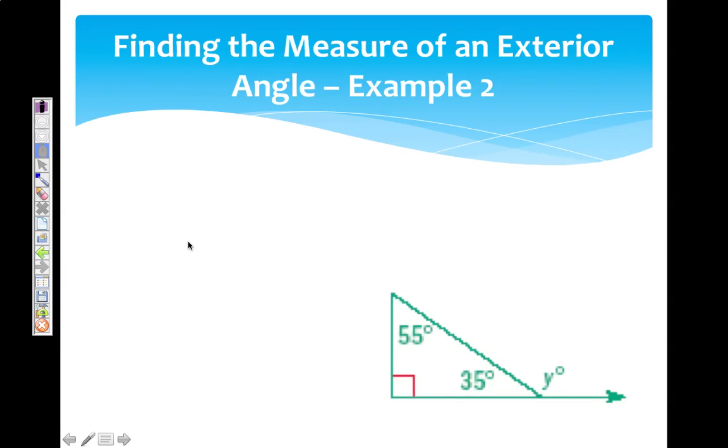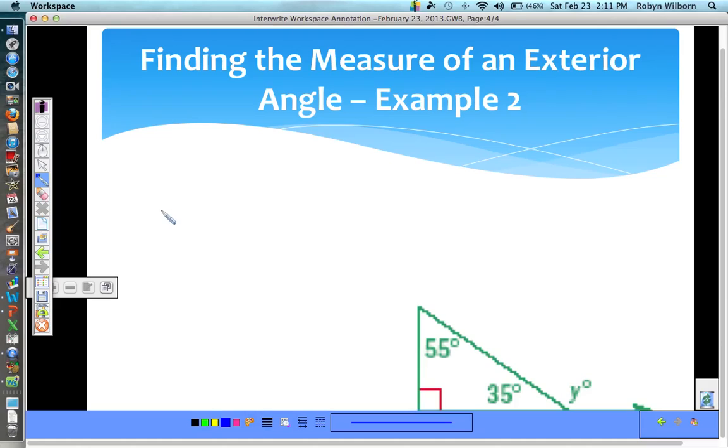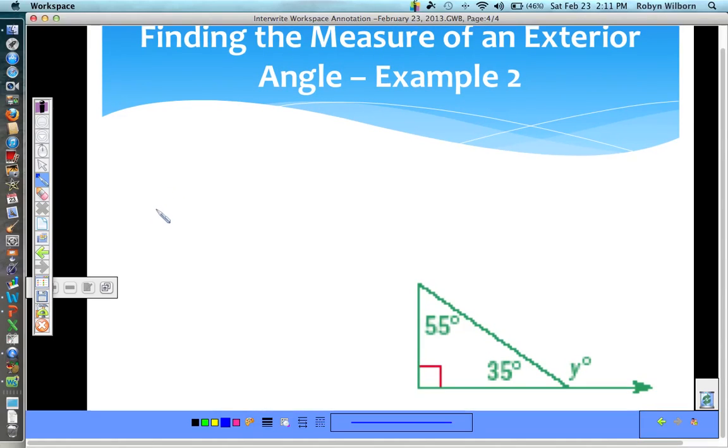Now example 2 wants us to find the measure of an exterior angle. So let's look at that as well. We talked about those terms, so let's go through and look at those. I do know the 3 inside angles here, and I'm looking for this exterior angle. What I do know is that because these two angles, the angle that's 35 degrees and the y, are supplementary, they have to equal 180 degrees. They're adjacent, and adjacent angles are supplementary, so they have to equal 180 degrees.